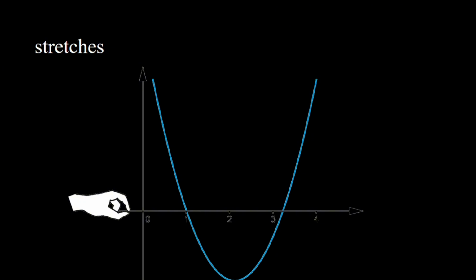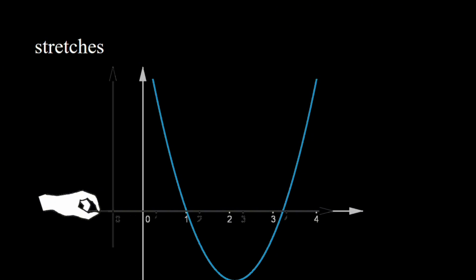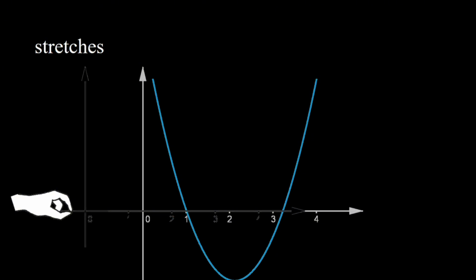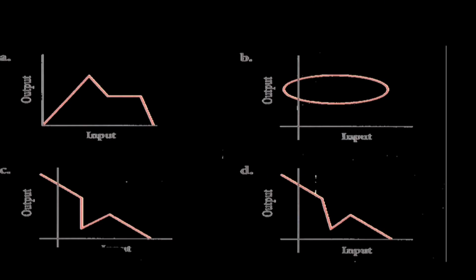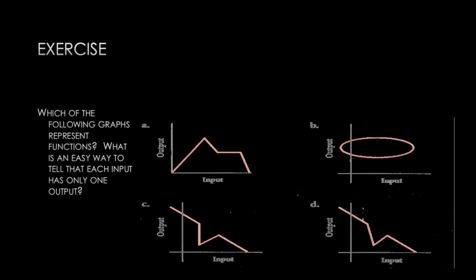We can also sketch a function graph to look like this. We then move to the end of this video and solve this exercise. Which of the following graphs represents a function? What is an easy way to tell that each input has only one output? I want to ask this question. How are you going to solve this? I give you a few seconds to figure it out.